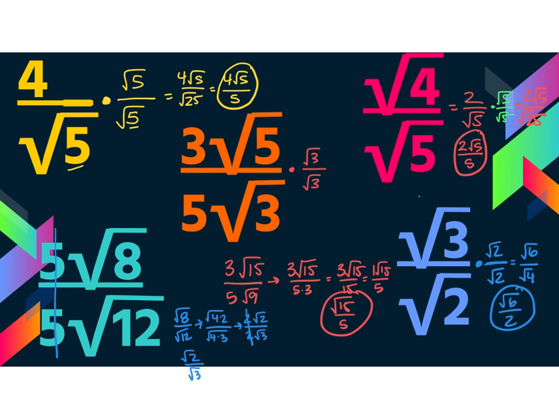Now I need to multiply by 1 to get rid of that radical in the denominator. And remember, we're going to use that radical in the denominator to create our 1. So we have the square root of 3 over the square root of 3. Square root of 2 times square root of 3 is square root of 6. Square root of 3 times square root of 3 is square root of 9. So we have the square root of 6 over 3.